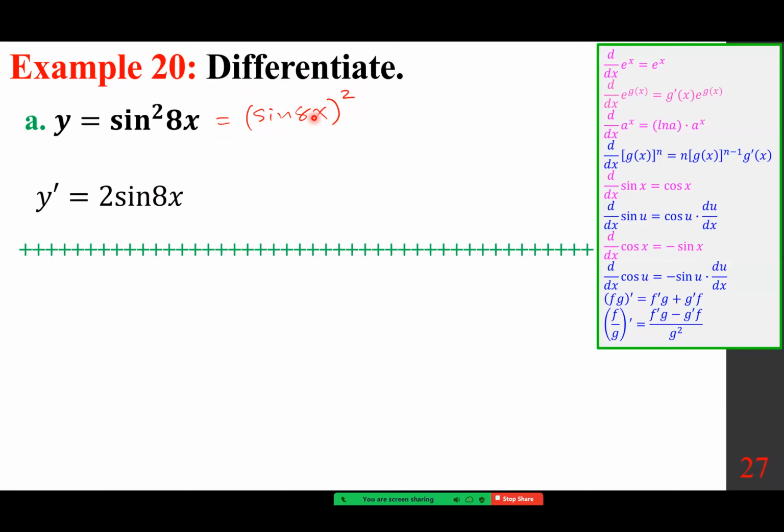And then the g prime of x, now the derivative of sine 8x. Sine, the derivative is cosine. Of course, the same thing, cosine of 8x. And then for 8x, we need 8. So one more time. 2 sits in front, sine of 8x to the power of 1. And then the derivative of sine 8x is cosine 8x times 8. Now 8 and 2, we get 16 sine 8x cosine 8x.